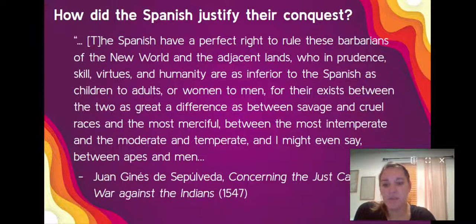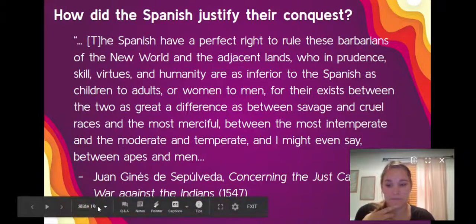For there exists between the two as great a difference as between savage and cruel races, and the most merciful, between the most intemperate and the most moderate, and I might even say between apes and men. So, clearly offensive remarks here, in just many, many ways, in regards to inferiority. But the Spanish really believed they had the right to rule because they were superior to the indigenous peoples.